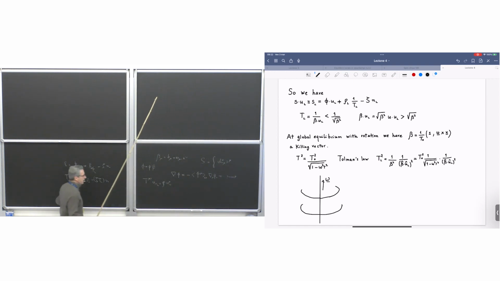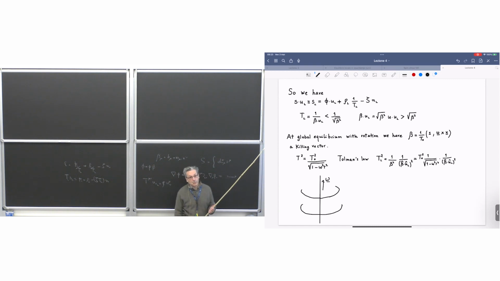Some people, or many, I think, believe that out of equilibrium the temperature is arbitrary in a sense. So there's no way of defining a unique temperature. But we are at global equilibrium. And at global equilibrium, temperature is well defined. Particularly, we have that T_L is equal to 1 over beta dot U_L, which for a relativistic relation is less than the temperature, 1 over square root of beta squared. And you may wonder what is 1 over square root of beta squared? Well, this is the actual temperature at global equilibrium. You can prove that.